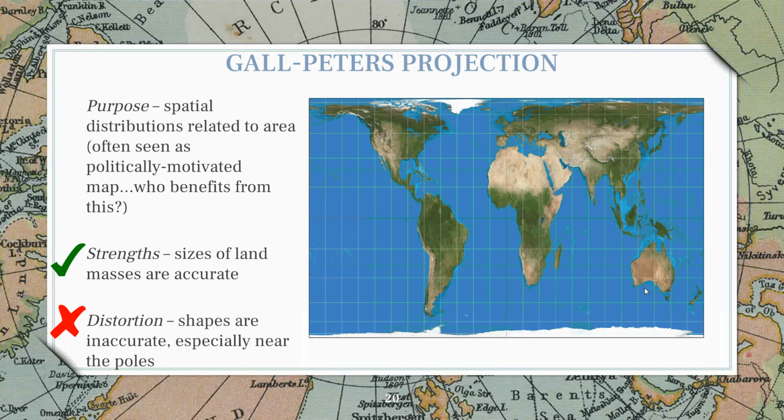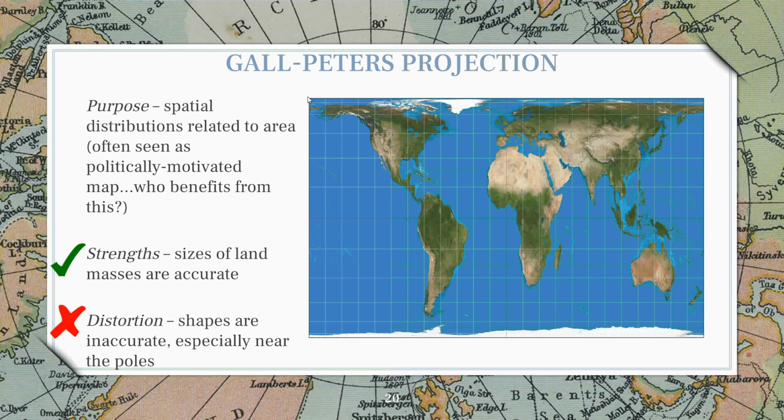Okay. All right, the Gall-Peters projection. This one's strength is the landmass, how big each continent is. So that is correct. Now you see Greenland and South Africa, and you could see how South Africa is now way bigger than Greenland. The problem here is that the shapes of our continents are now inaccurate, especially near the South Pole, Antarctica, and the Arctic, the North Pole.